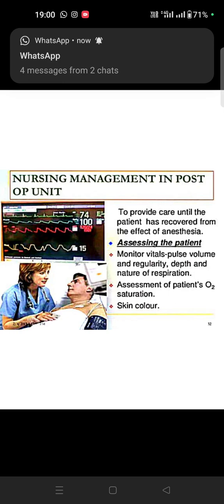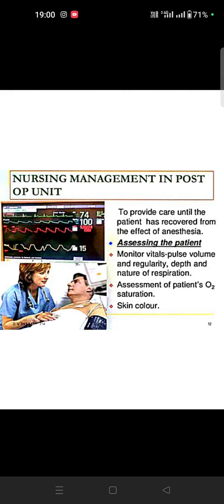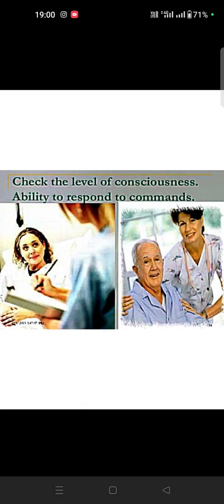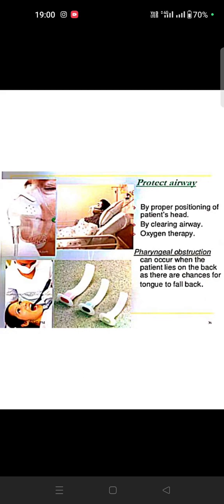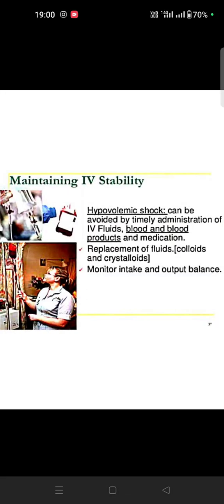The nursing management in the post-anesthesia unit means to provide care until the patient recovers from the effects of anesthesia. Monitor the vitals, respiratory rate, depth and nature, assess the patient's O2 saturation and skin color, keep monitoring vitals, then check the level of consciousness and ability to respond to commands, maintain the intake and output chart, then protect the airway: proper position and clearing the airway, oxygen therapy. Pharyngeal obstruction can occur when the patient lies back, as the tongue falls back.